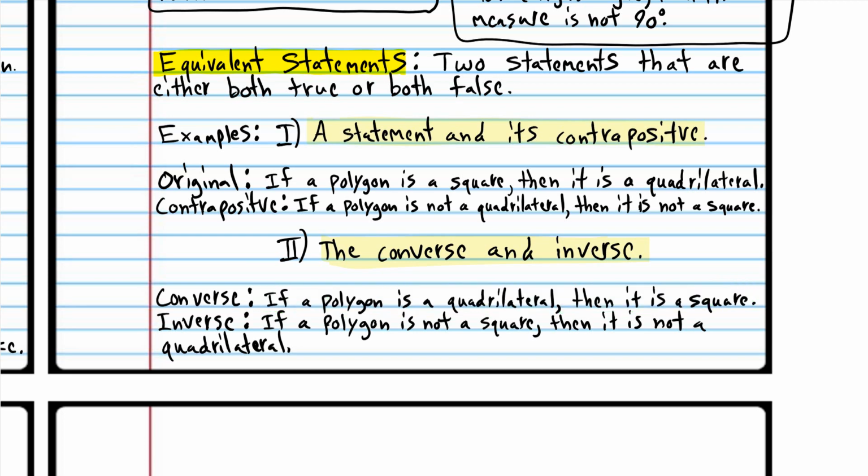But it turns out the inverse, if the converse is false, the inverse always has to be false also. That's why these are equivalent statements. So let's see if the inverse is false. If a polygon is not a square, then it is not a quadrilateral. That is incorrect because it's possible for a quadrilateral to not be a square. For example, a parallelogram, or we could use a trapezoid. A trapezoid is not a square, but it's still a quadrilateral. So it's not true that if a polygon is not a square, then that proves that it's not a quadrilateral.